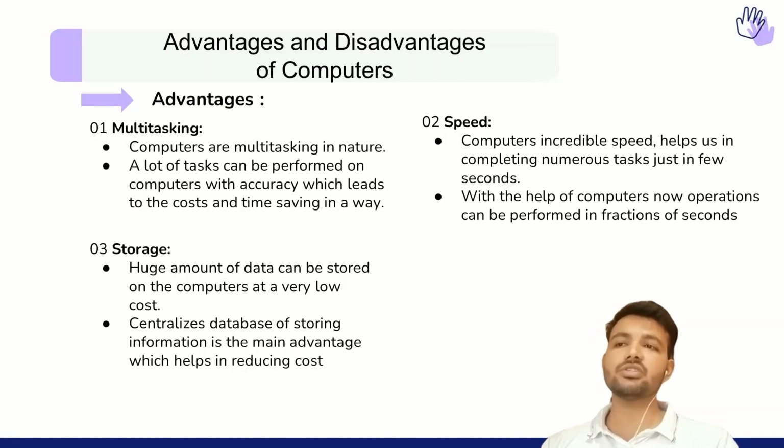So first advantage is multitasking. Computers are multitasking in nature. हम एक टाइम पे बहुत सारे काम कर सकते हैं. जैसे एक टाइम पे you are writing, you are doing some word processing using MS Word, and at the same time you are listening to music. These are two different tasks which can be performed by the computer at the same time. So a lot of tasks can be performed on the computer with accuracy, which leads to cost and time saving in a way.